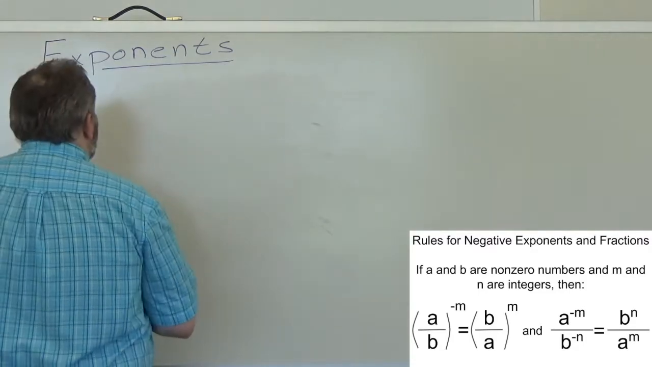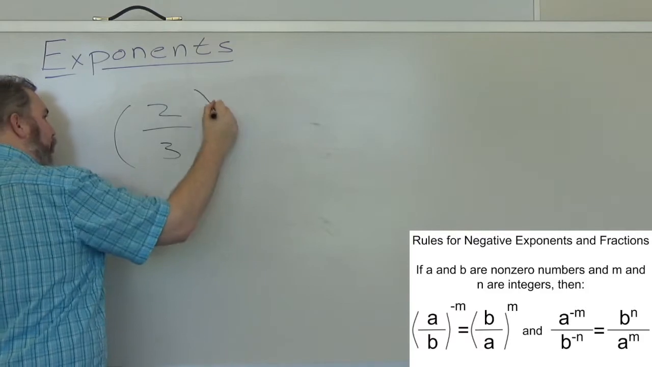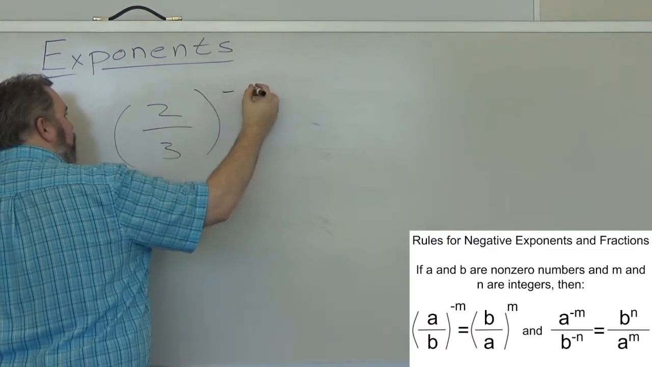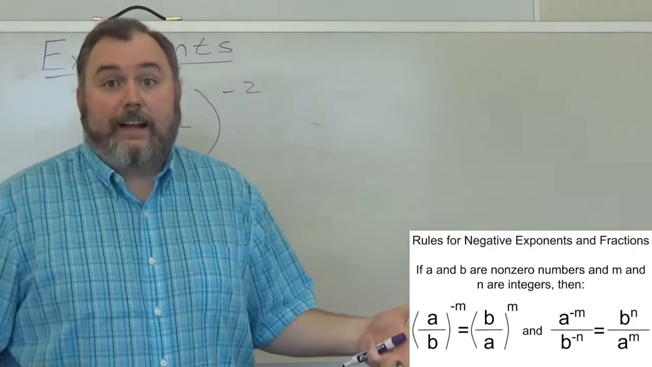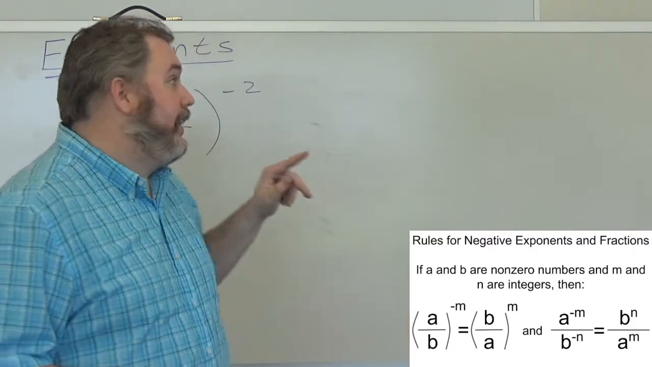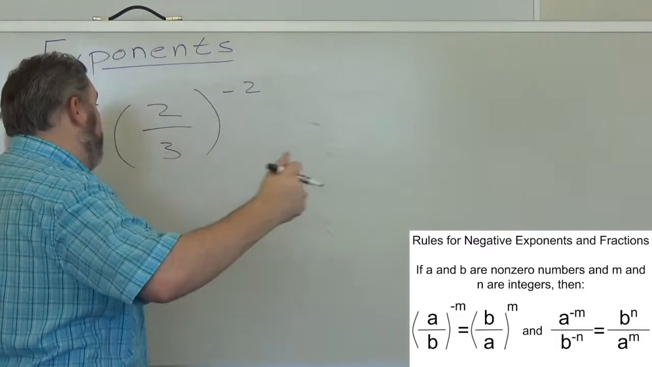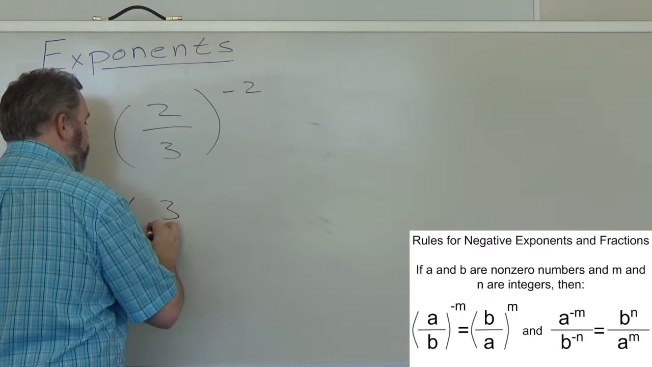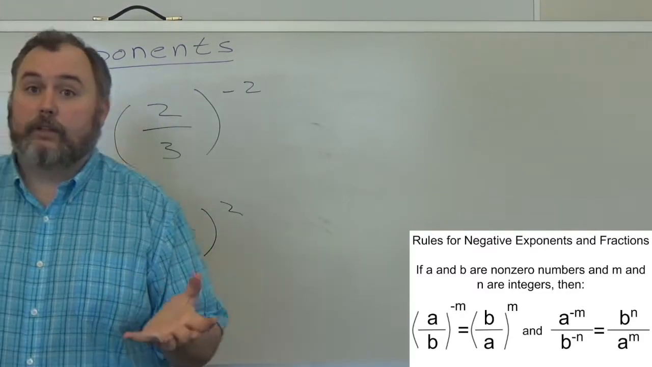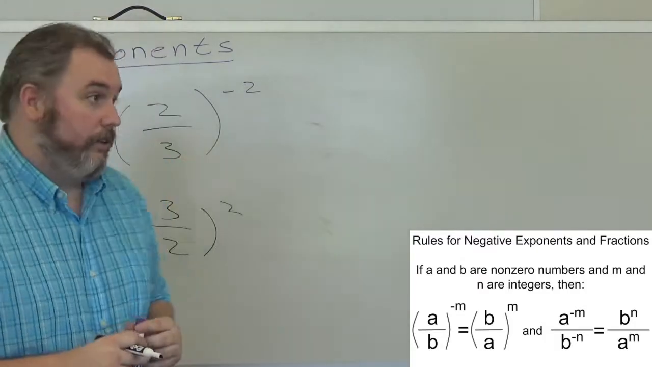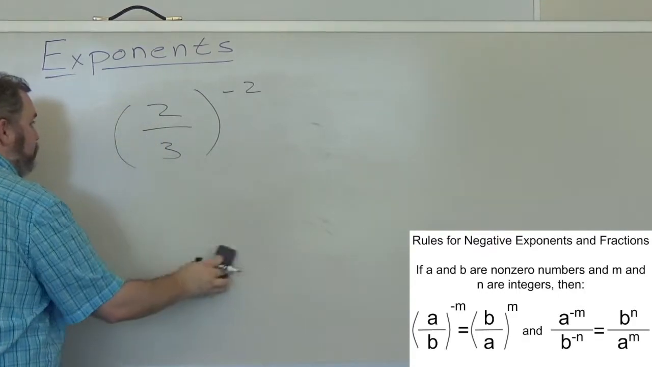So in this particular case, let's say we have 2/3 raised to the negative 2 power. Well, I don't like negatives, so I can automatically just do something really simple. I can get rid of this negative by rewriting it as 3 over 2 to the second power. We've just made our life a little easier. There's another way that we could do this. I tend to use this way a little bit more often.